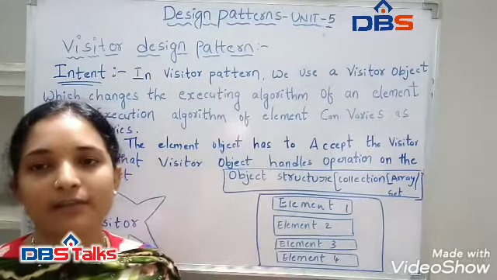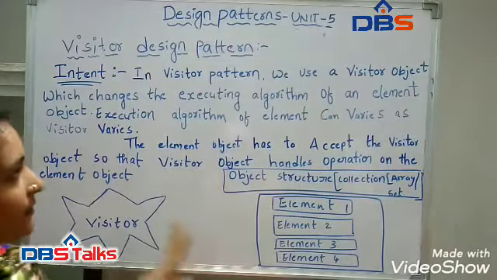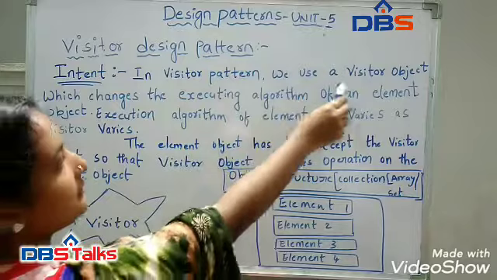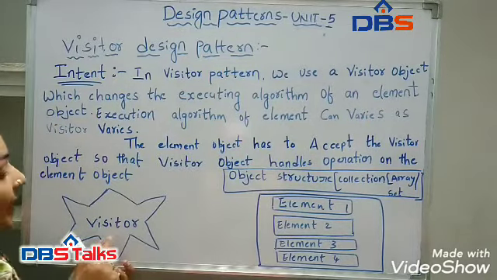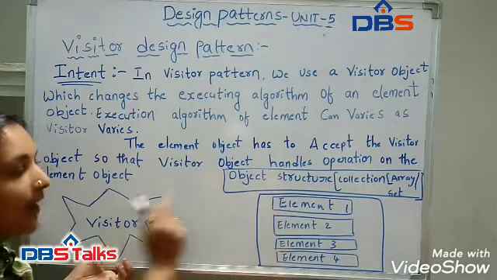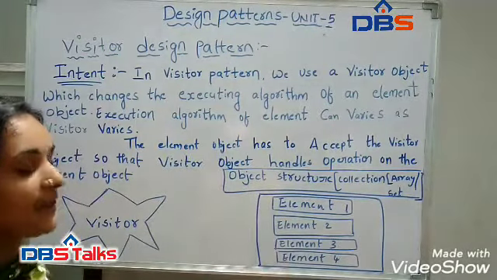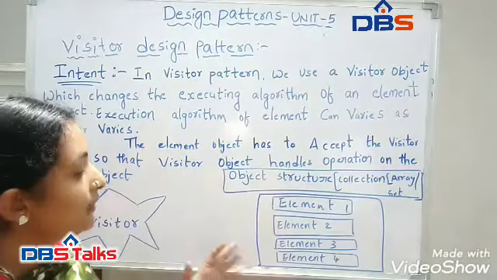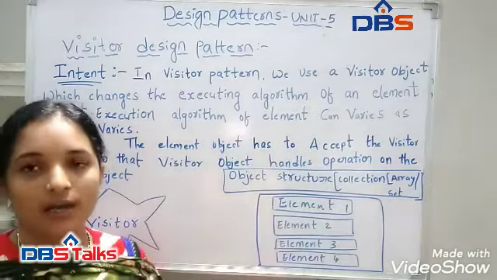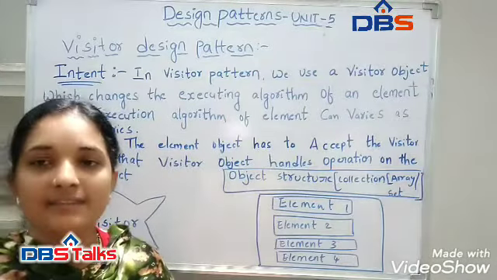After understanding this diagram, if you see the definition, we can easily understand the visitor pattern. We use the visitor object, and it changes the executing algorithm of the element object. The element object can vary, and the visitor can perform operations on each and every element and change their algorithm. Whatever operations are given by the visitor should be accepted by the object structure's elements. That is the meaning of the intent of the visitor design pattern.